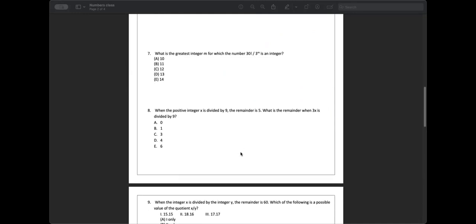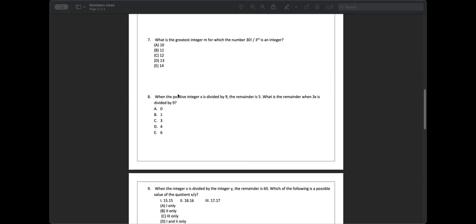Okay. 8th. When positive integer x is divided by 9, remainder is 5. So x is equal to 9 into some integer plus 5. That's how we write it. Okay. That's what we mentioned earlier. What's the remainder when 3x? 3x would be what? Multiply this entire thing by 3. 27 into some integer plus 15. This is what 3x is.